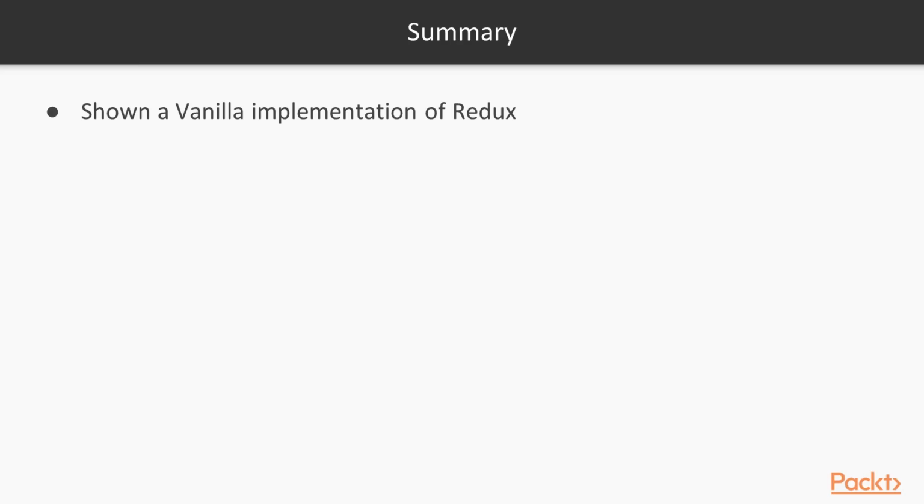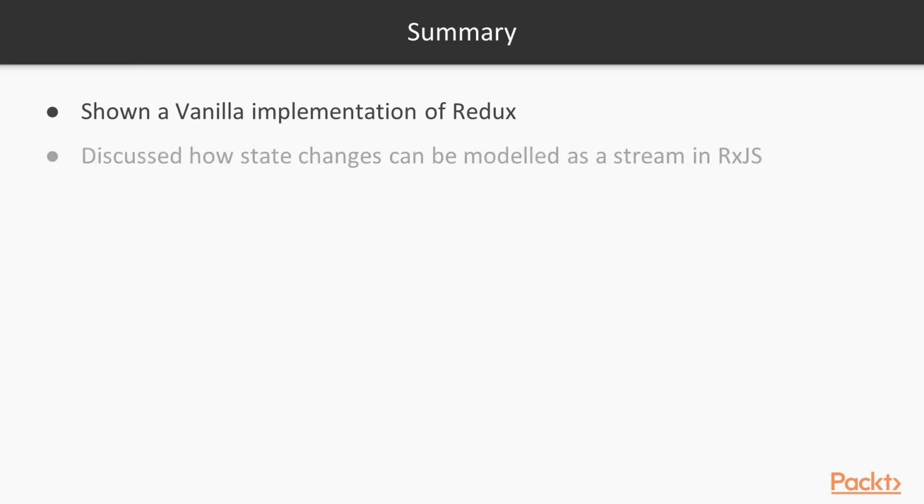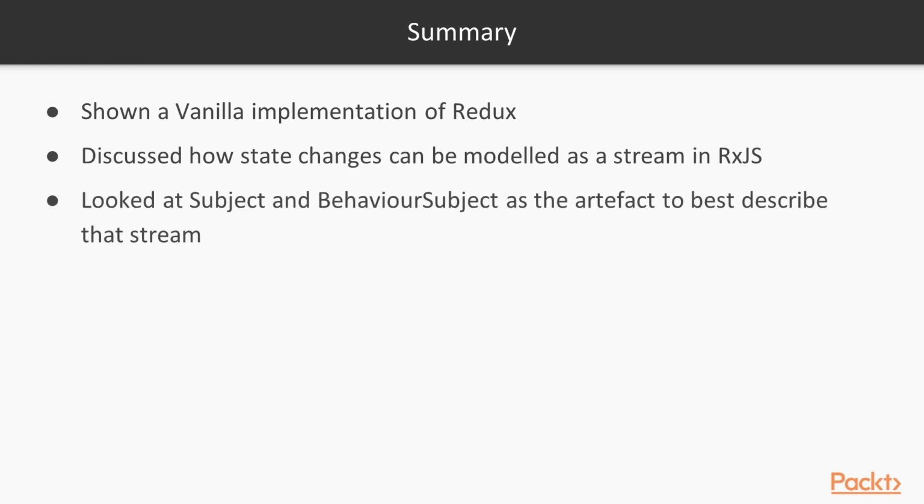Okay, we've reached the summary of this video. Let's recap what we've learned. We showed a vanilla implementation of Redux. We discussed the different artifacts that made Redux up. Next thing we discussed is how state changes can be modeled as streams in RxJS. Finally, we had a look at different artifacts such as observable, subject, and behavior subject, and we found that observables were not really a good match when it comes to describing streams, and definitely the way that Redux and state changes work. Subject was more up to the job, behavior subject was even better.